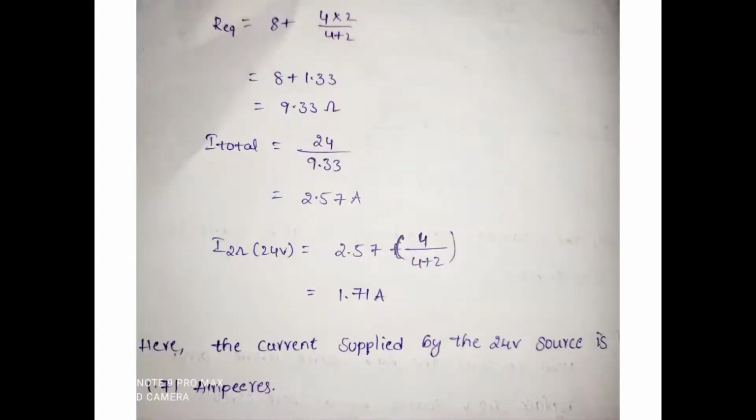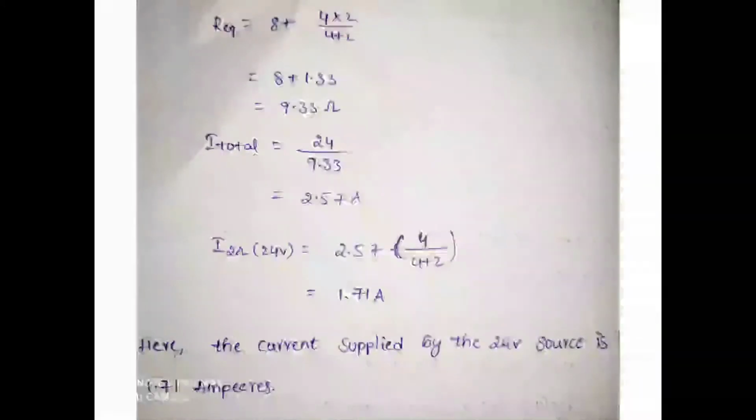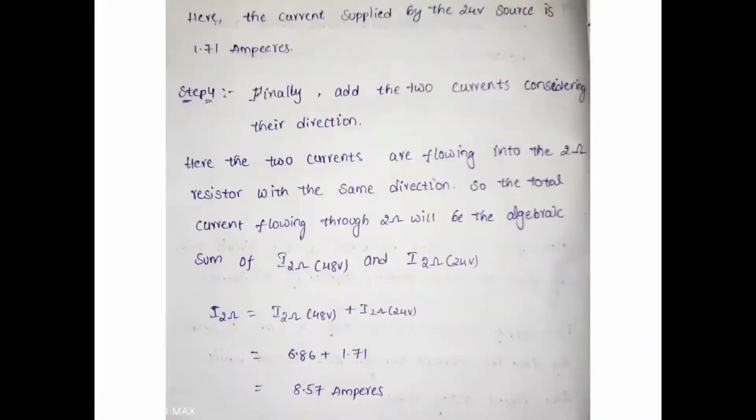source is acting alone. R equivalent equals 9.33 ohms. For this, current equals 24 by 9.33. We get current I equals 2.57 amperes. Current using the 24 volt source equals 2.57 into 4 by 4 plus 2. By solving this we get current through the 2 ohm resistor using the 24 volt source equals 1.71 amperes. Here the current supplied by the 24 volt source is 1.71 amperes.